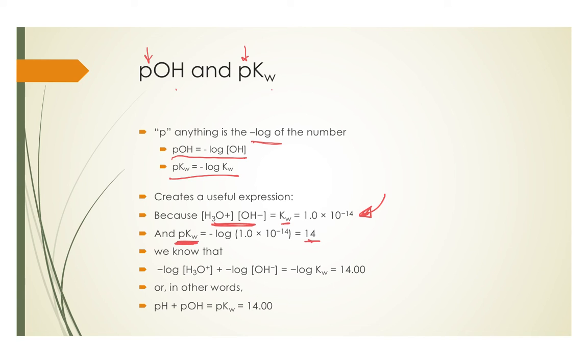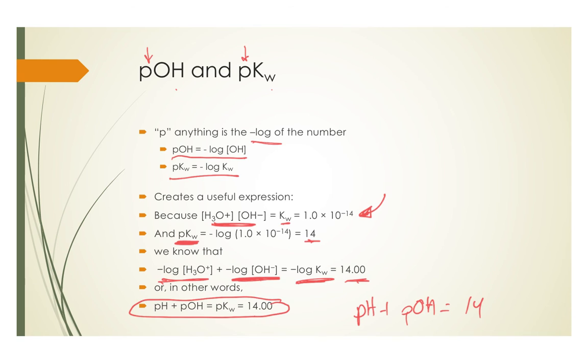Okay, and we know that from that, if we go negative log of H3O plus, using logarithm rules, plus negative log of OH minus will give us the negative log of KW, which equals 14. Or in other words, the pH plus the pOH equals pKW, or equals 14. Okay, so that's a useful expression. pH plus pOH equals 14.